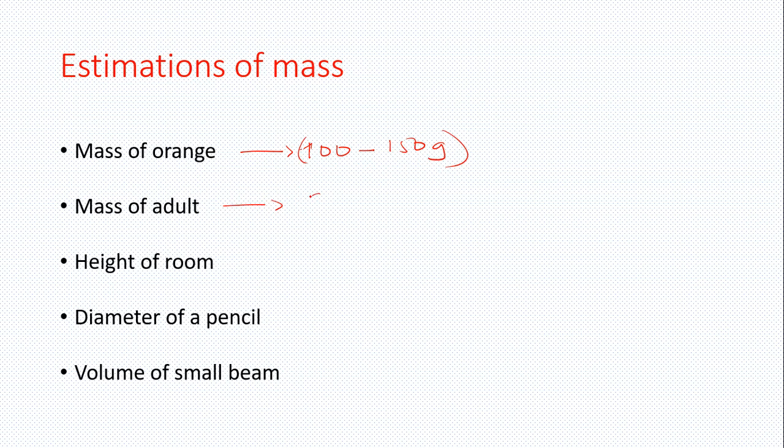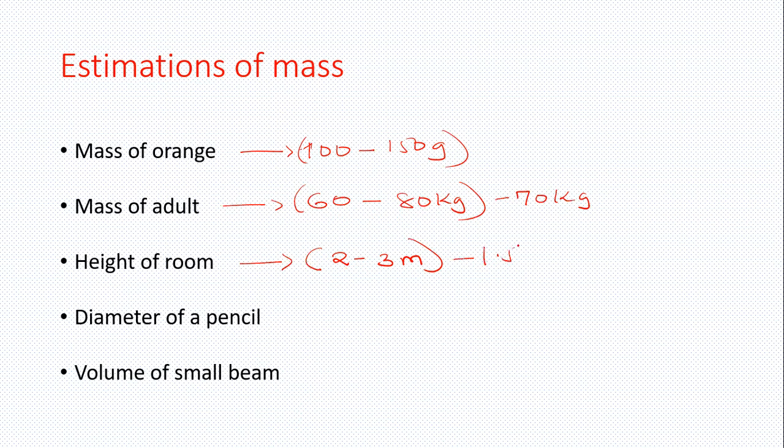The mass of an adult is between 60 to 80 kilograms. This is the estimate, which means that any student who says 70 will be marked correct, but the estimation is supposed to be between 60 and 80. What about the height of a room? Because most of the time students are asked to estimate the height of a room. The height of a room is between 2 to 3 meters. So if you pick 2.5, you are within the required range.